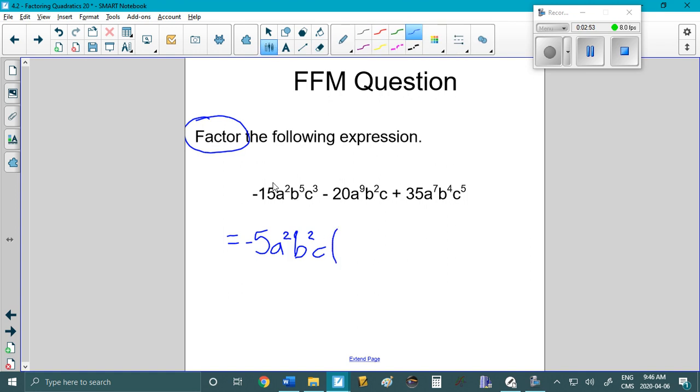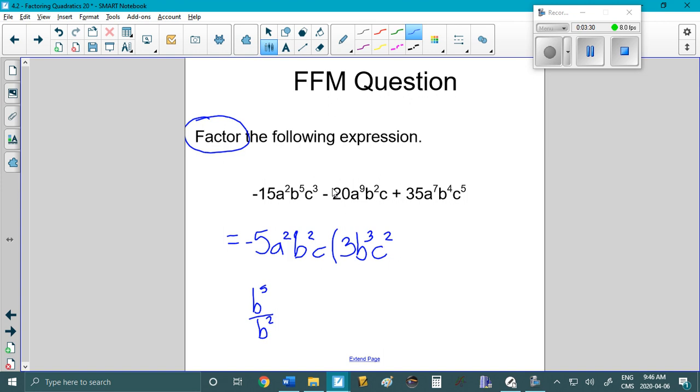Okay, now each term separately will get divided by negative 5a squared b squared c. So first I do negative 15 divided by negative 5. That's going to be 3. A squared divided by a squared. The a's cancel out. There's none left. b5 divided by b2. Remember, when you are dividing powers with the same base, in this case the base is b, we subtract the exponents. So this will be 5 minus 2, or b to the 3. C to the 3 divided by c is going to leave us with c squared.